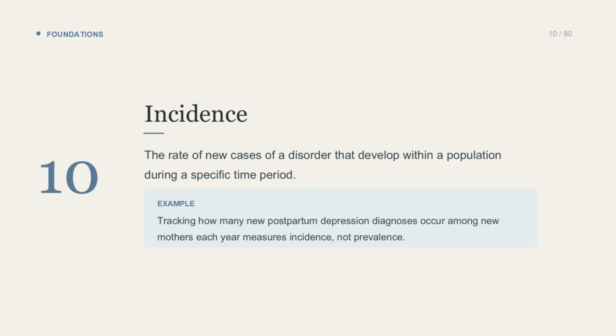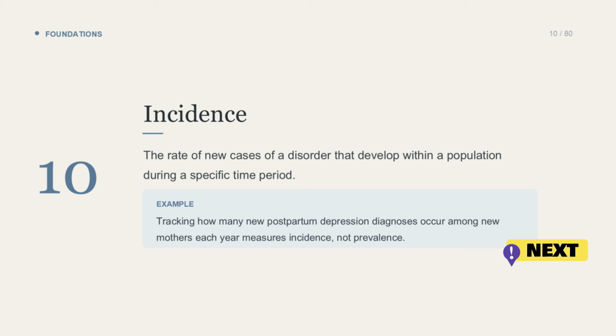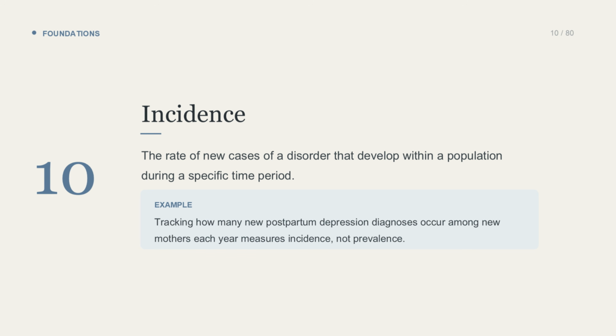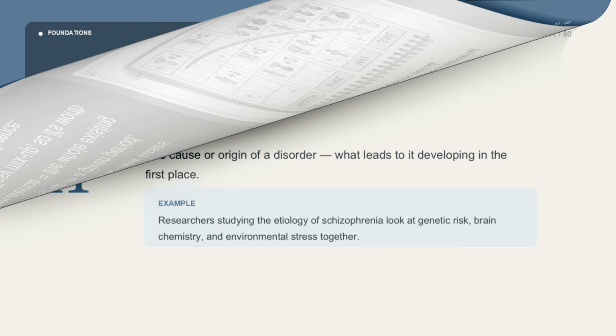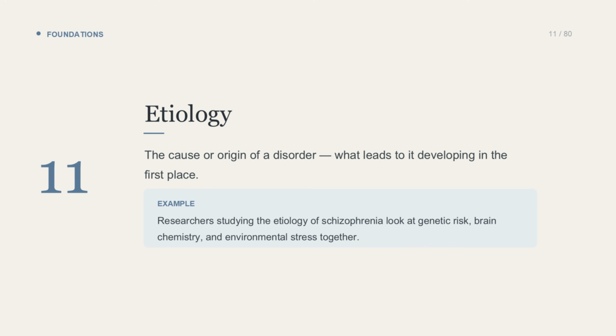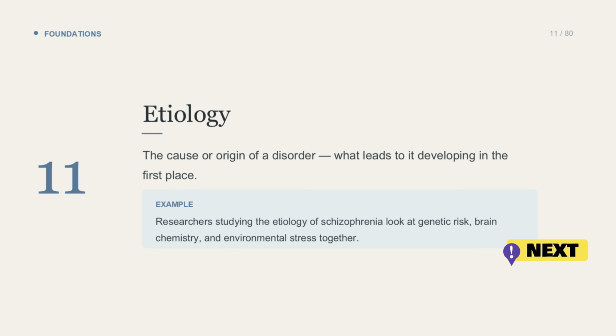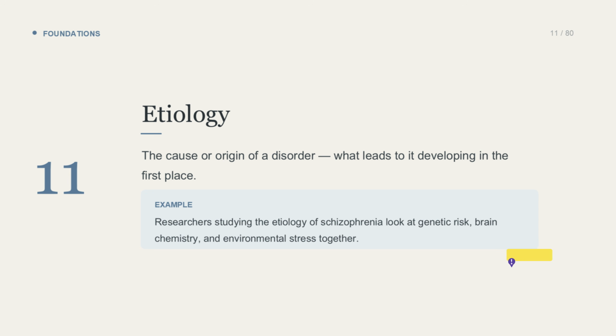Incidence. Incidence is the rate of new cases of a disorder that develop within a population during a specific time period. For example, tracking how many new diagnoses of postpartum depression occur among new mothers each year measures incidence, not prevalence.